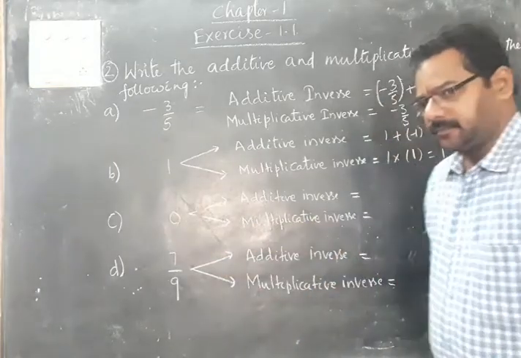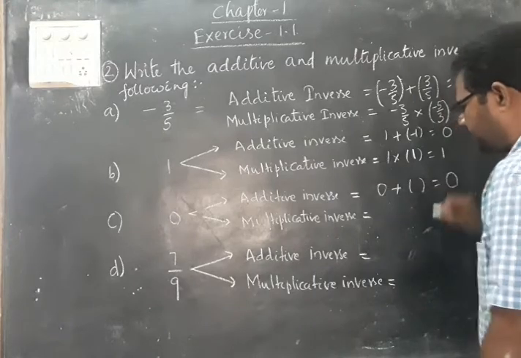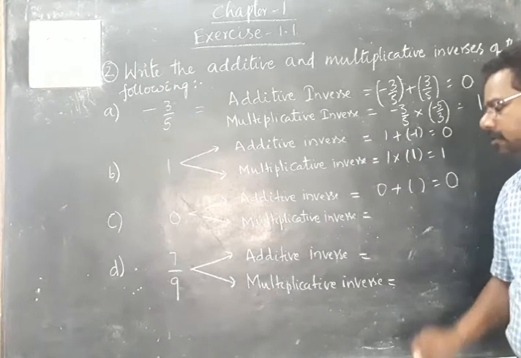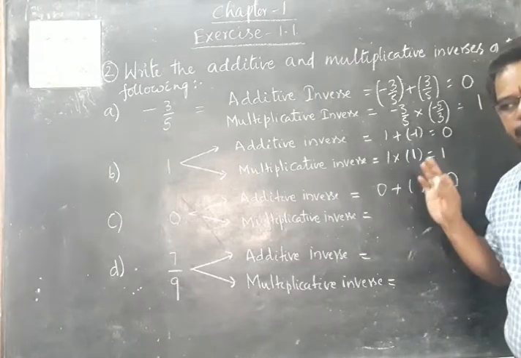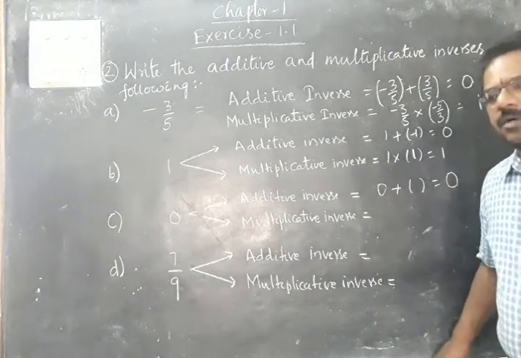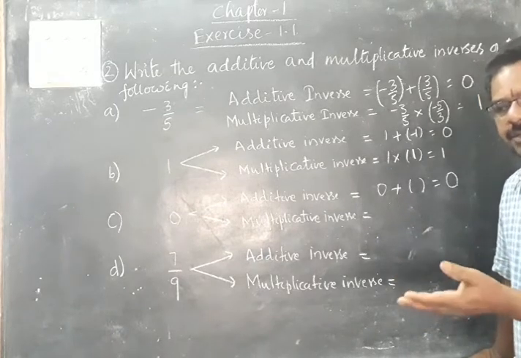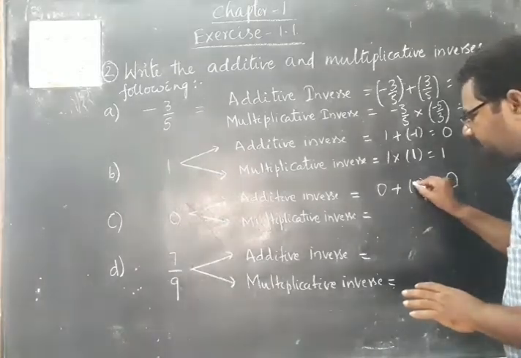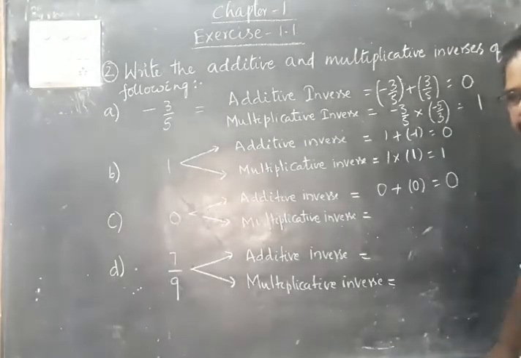For 0, additive inverse: 0 should be added to some number to get the answer equal to 0. What is that number? 0 is added to 1, 0 is added to 2, 0 is added to 3, we cannot get 0. So all the natural numbers and whole numbers, if you add to 0, you cannot get 0 as the result. Understand? 0 is added only to 0. 0 plus 0 is equal to 0. So additive inverse we can take as 0.